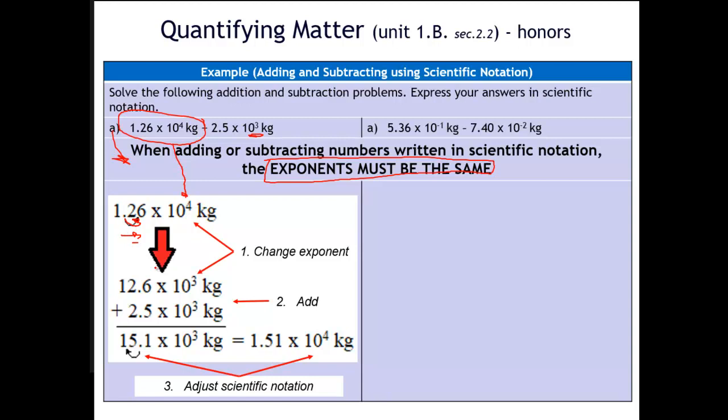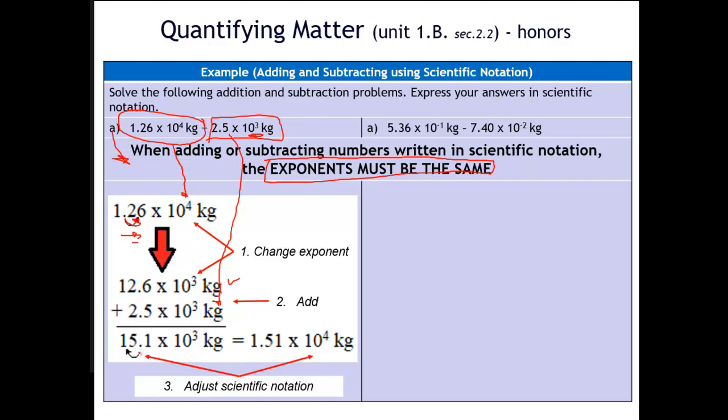And so as I move to the right, I'm going to get 12.6 times 10 to the 3rd. When I have that, I can now bring this 2.5 times 10 to the third down, and then add them together, which will get me 15.1 times 10 to the third kilograms. But sometimes I may need to adjust for scientific notation.